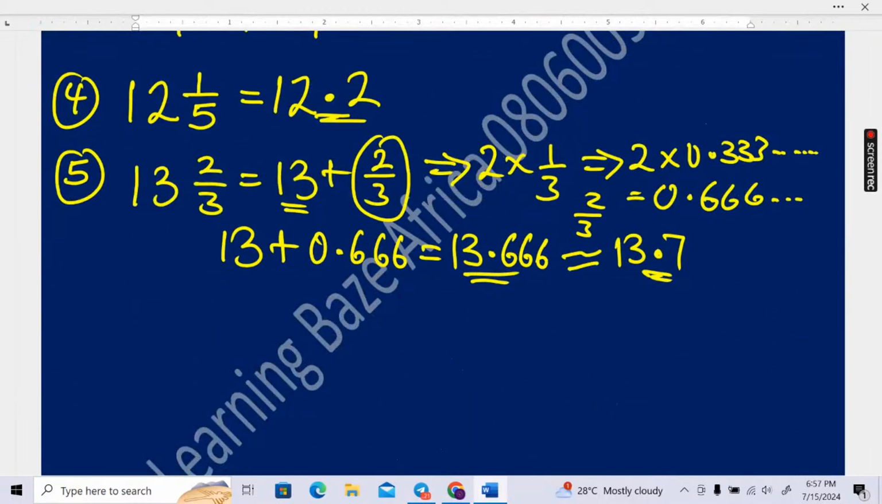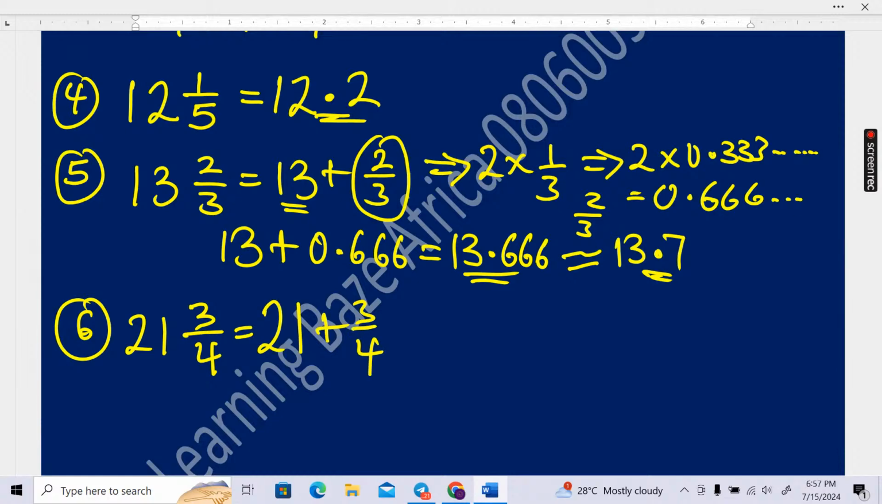Now, I'm still going to bust more of your brains, okay? All right, so what is 21 whole number 3 over 4? 21 whole number 3 over 4. In less than 5 seconds, you are able to change it to decimal. So that, in essence, it is 21 plus 3 over 4.